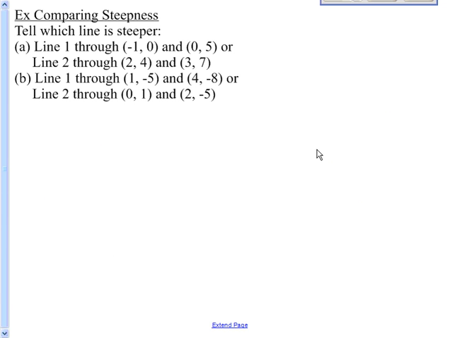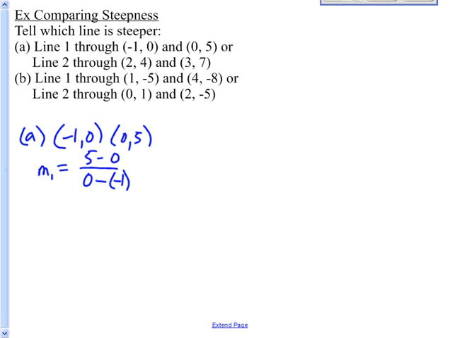All right, so part A. Line 1 is through negative 1, 0, and 0, 5. So let's do slope of line 1. y2 minus y1 over x2 minus x1. So we get 5 over positive 1. So slope 1 is a 5.